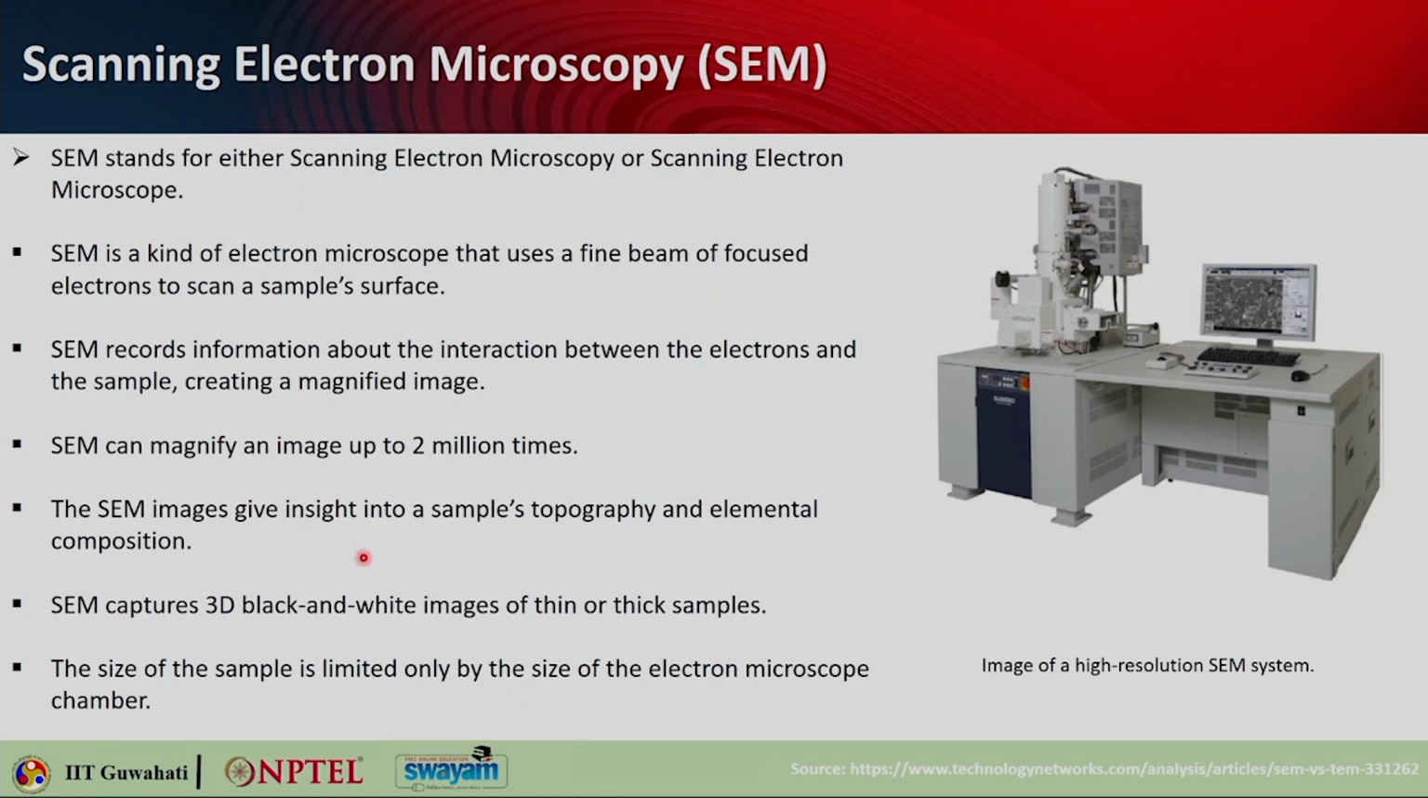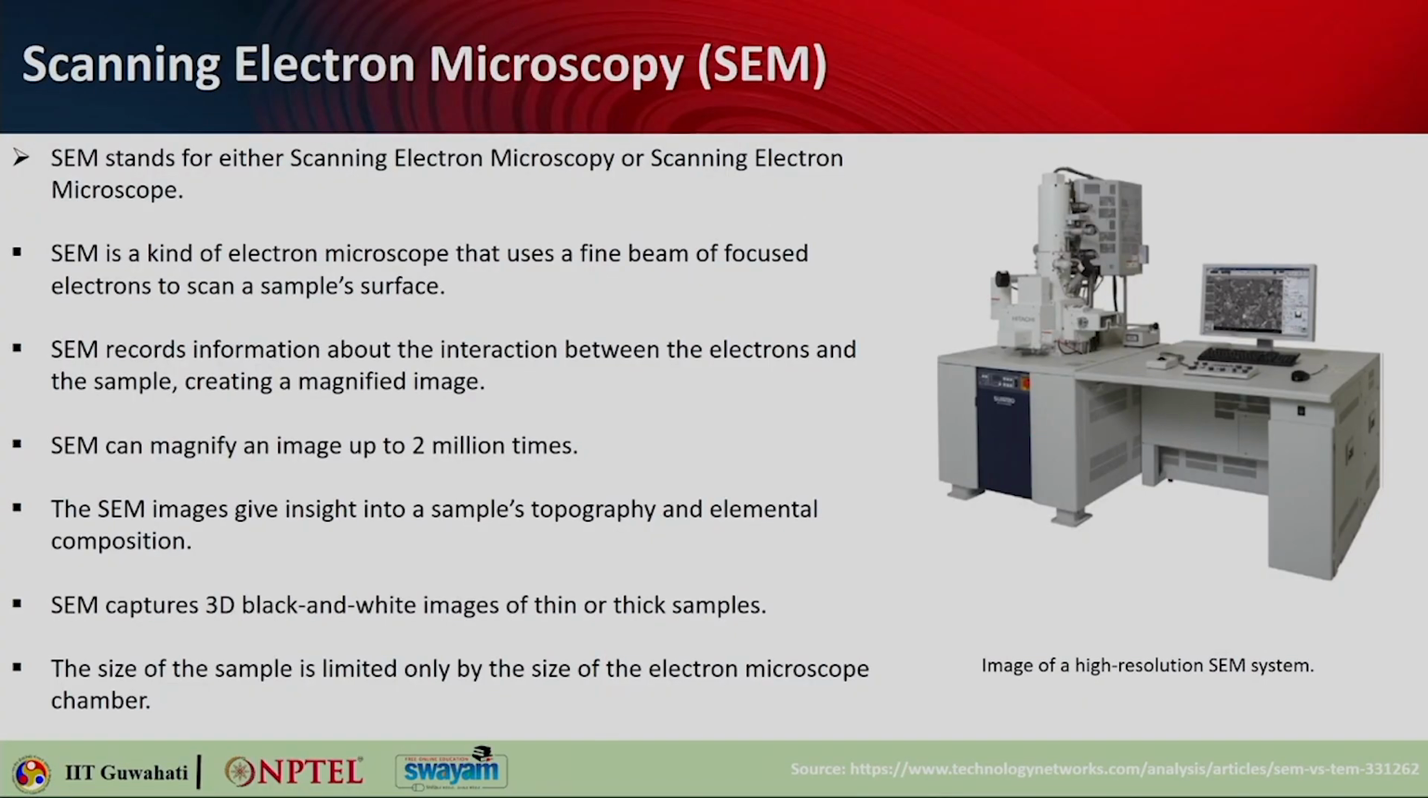SEM images can give you insight into the sample's topography and its elemental composition, like what different elements are present, and it captures a 3D black and white image of thin or thick samples. So, you can use SEM for thin or thick samples. And the size of the sample is limited only by the size of the electron microscope chamber. So, there is no technological limitation on the size, it is basically the limitation by the size of the chamber.